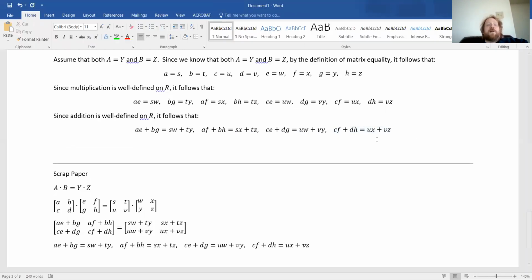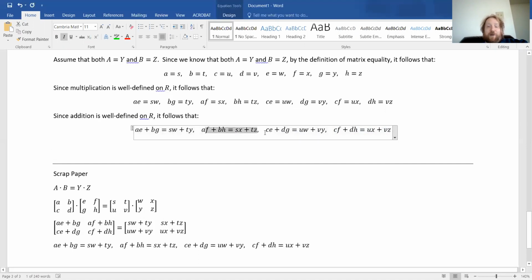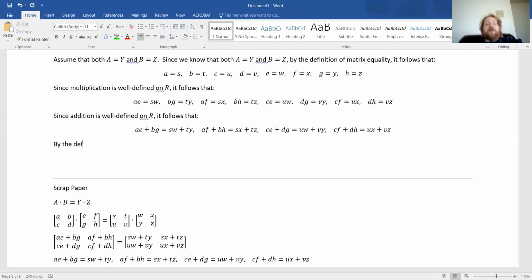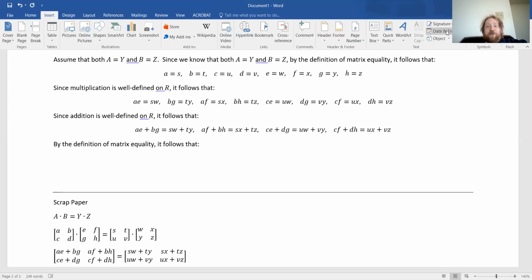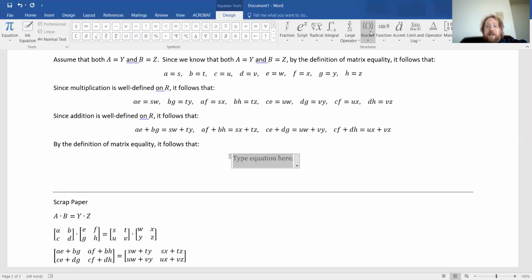Now, let's put these into a matrix. This looks like a pair of corresponding entries. This in the middle looks like a pair of corresponding entries. This looks like a pair of corresponding entries. This looks like a pair of corresponding entries. So by the definition of matrix equality, it follows that, and you see now we're going to get a pair of matrices that are equal to each other.